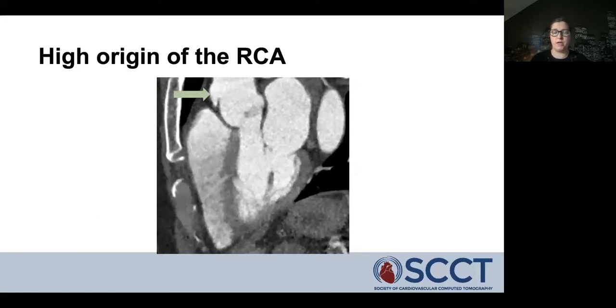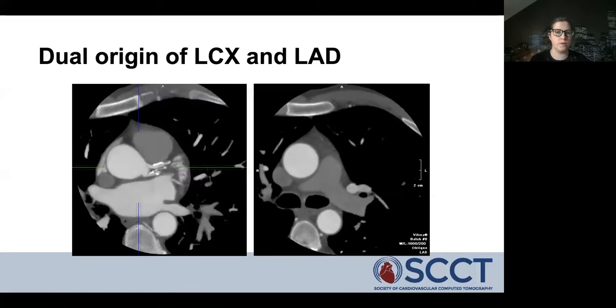So the right coronary cusp is down below, and the right coronary artery is up here. So this is coming from the sinotubular junction rather than from the coronary cusp. Most of the anomalies that I picked to show you are ones that you're going to see commonly that don't have clinical implications, but there are some that do.